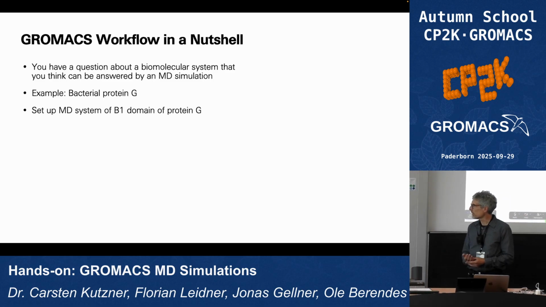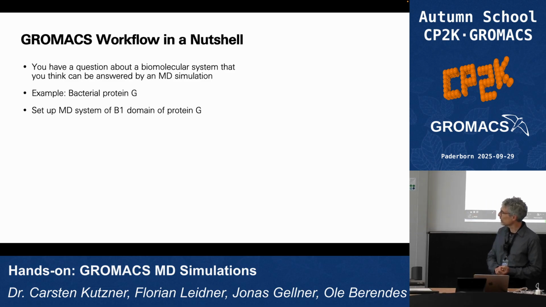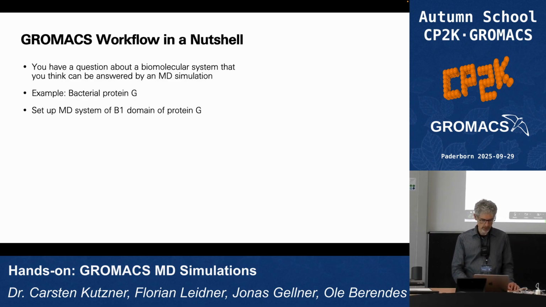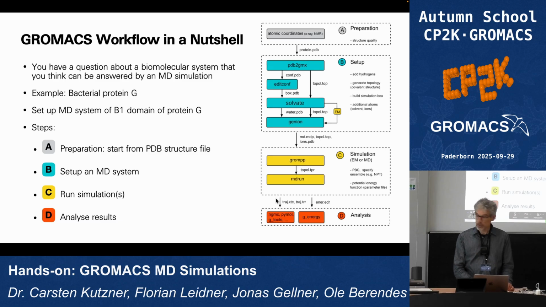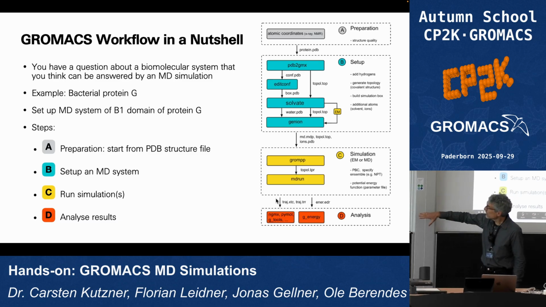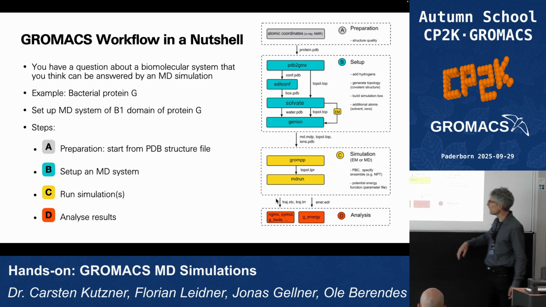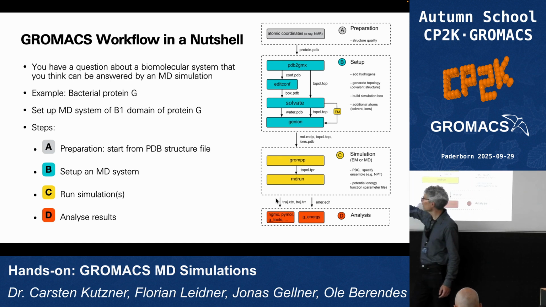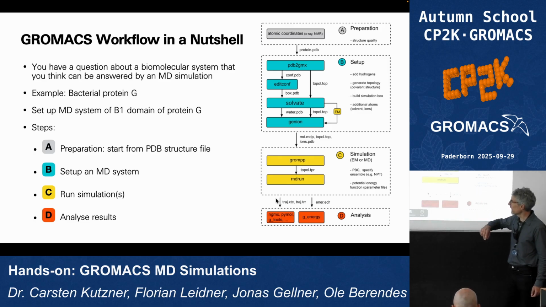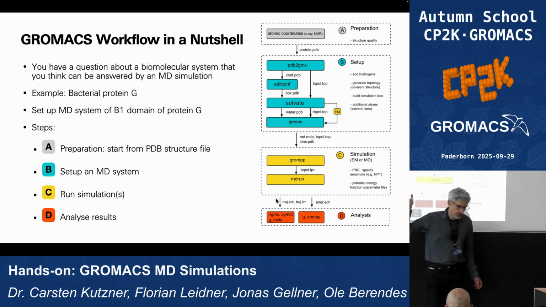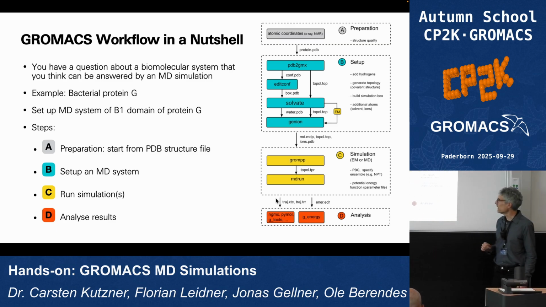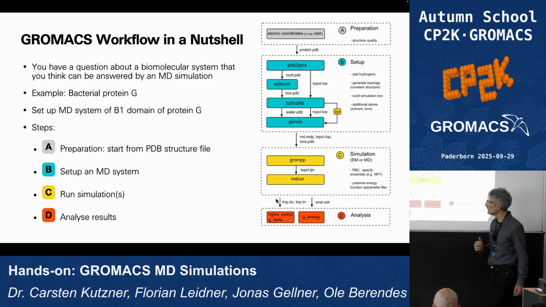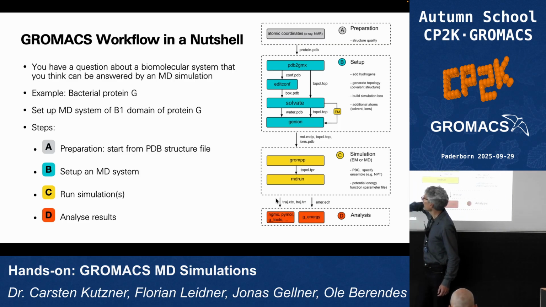Okay, so what do you do if, let's assume you have some interesting biomolecular system with a nice question that you think can be answered with an MD simulation, and you want to set up the system and simulate that? As an example today, we're going to use bacterial protein G and set up the B1 domain of that protein. Usually these colored steps are involved in the simulation setup. There's a preparation where you think about which input structure you take, typically from the Protein Data Bank. There, questions come into play, of course, whether the resolution is high enough for simulation or whether everything is resolved. But we're not going to dive deep into that today.